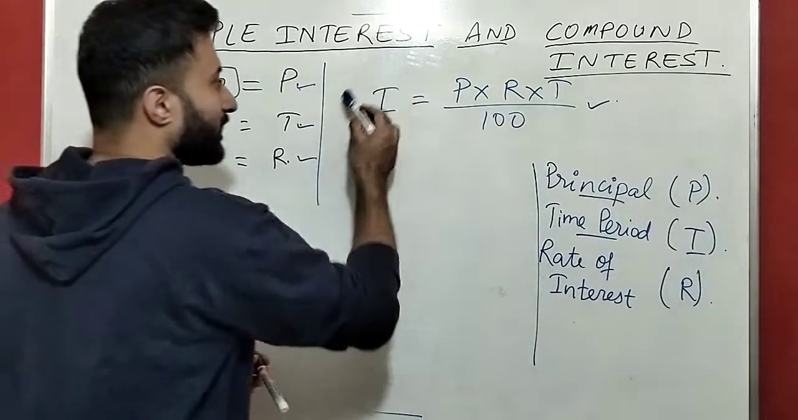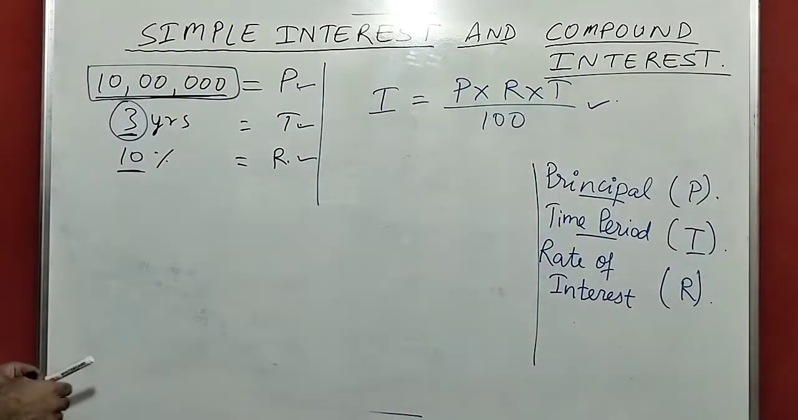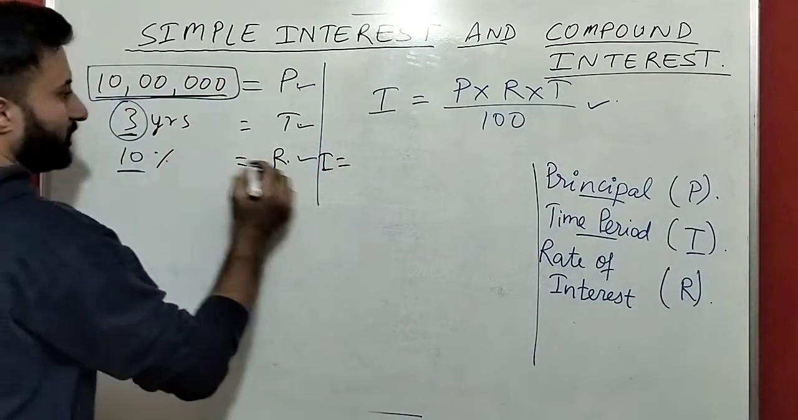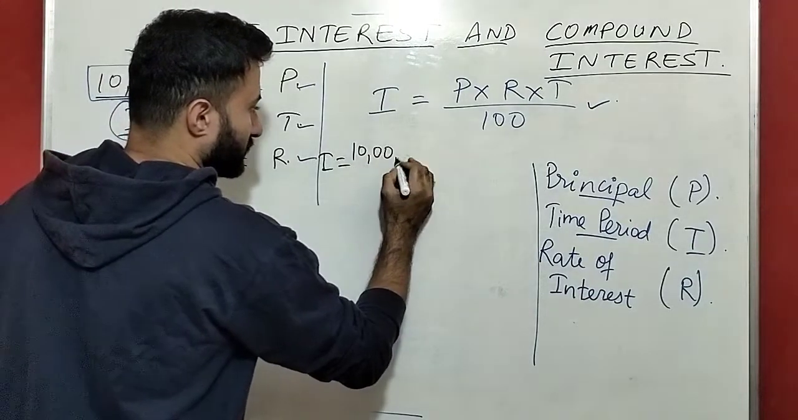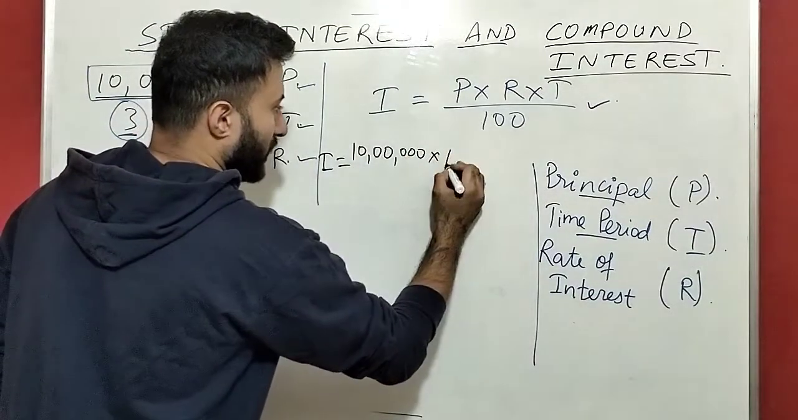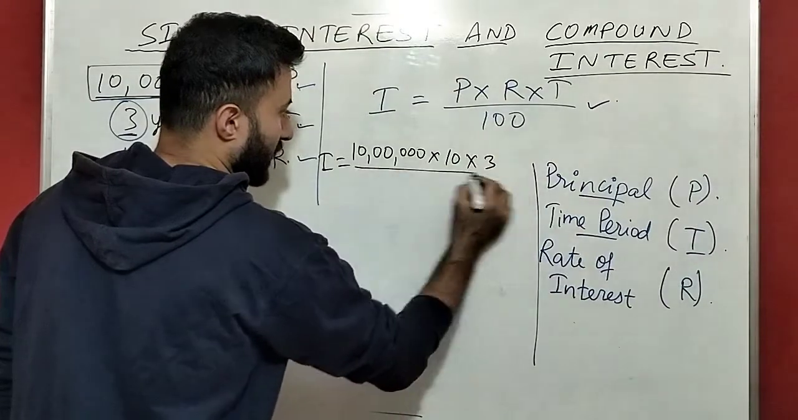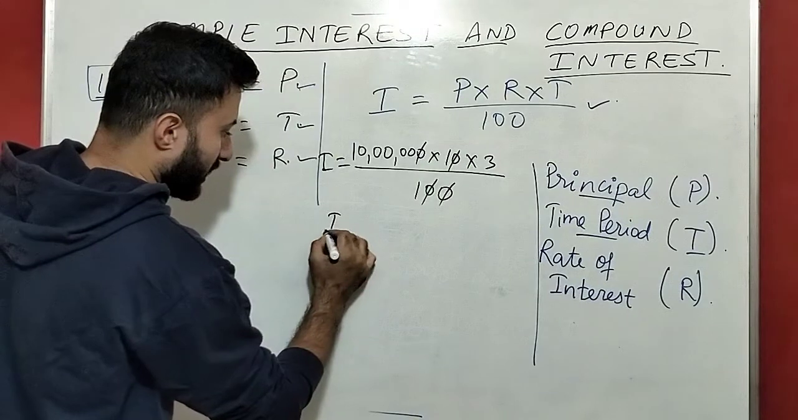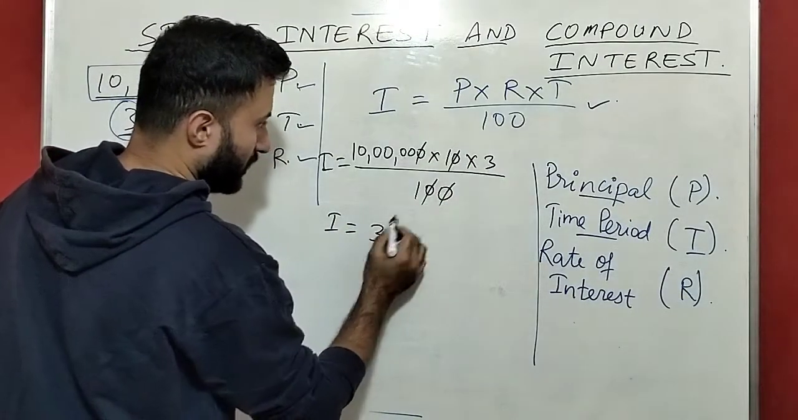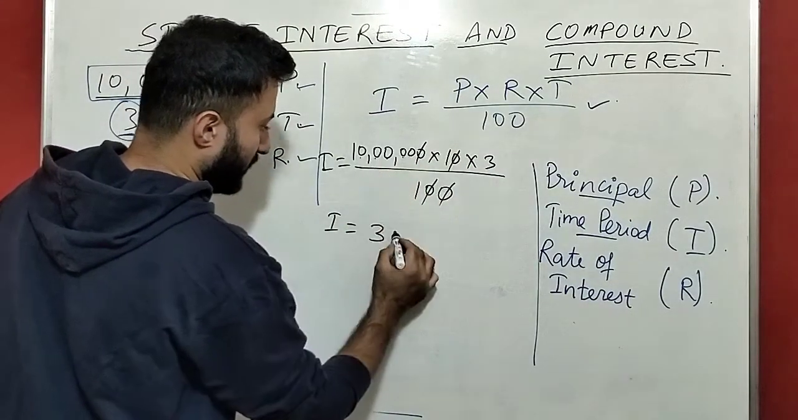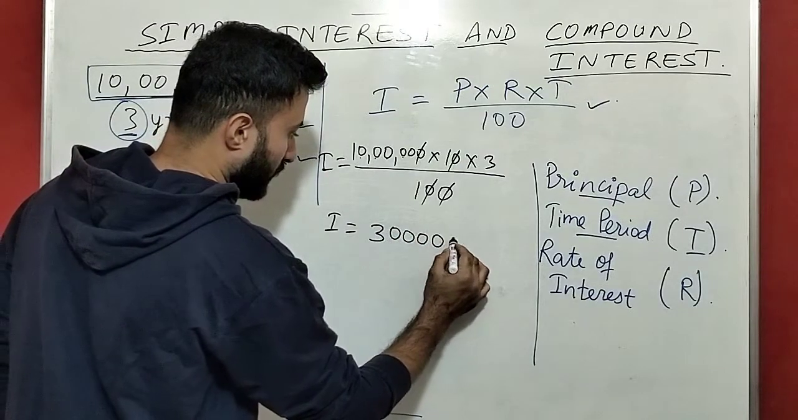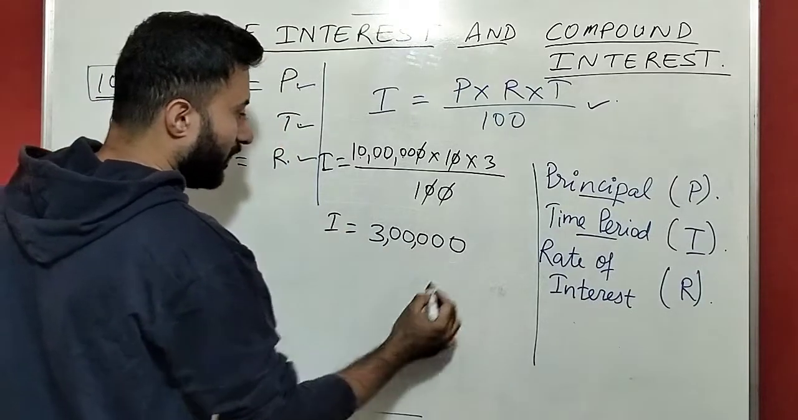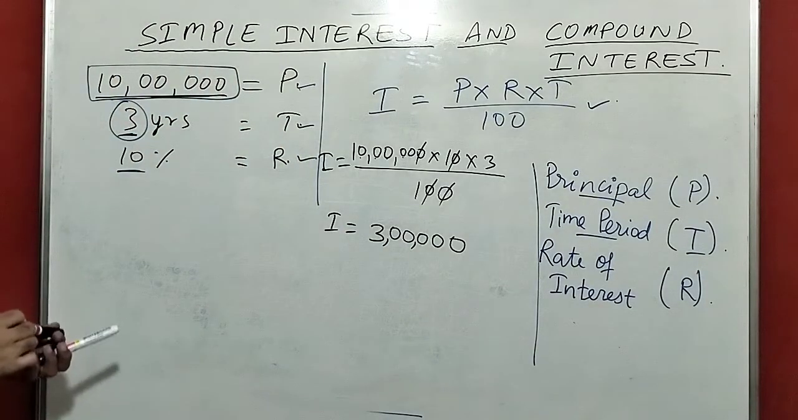So here we will get some extra amount of money. Suppose the interest will become: principal is 10 lakh, rate of interest is 10%, time is 3 years, by 100. So this will get cancelled. So the interest is 3, and 1 2 3 4 5 zeros. That means 3 lakh is the interest we have to pay after 3 years.